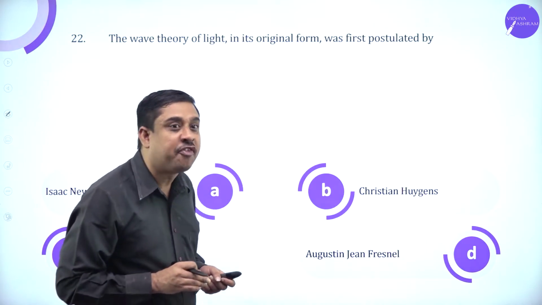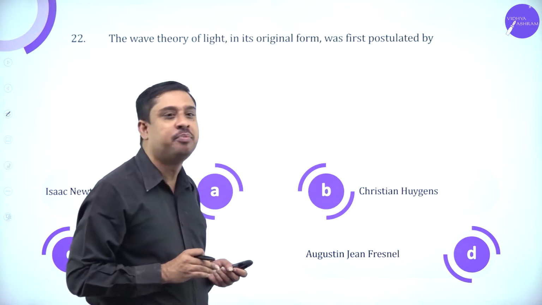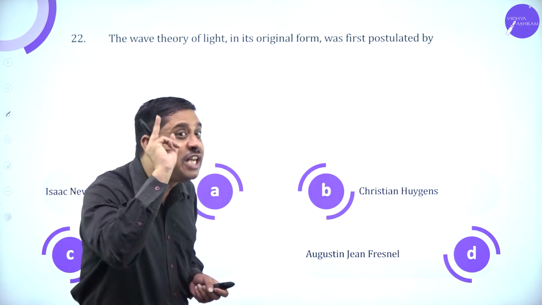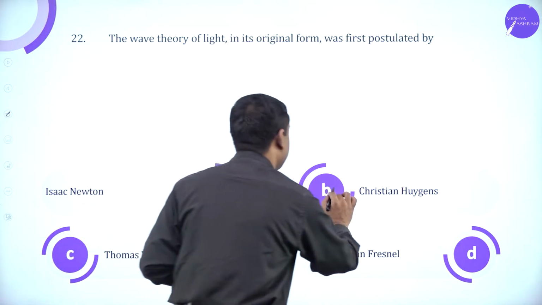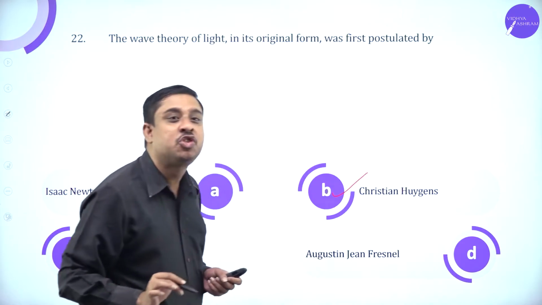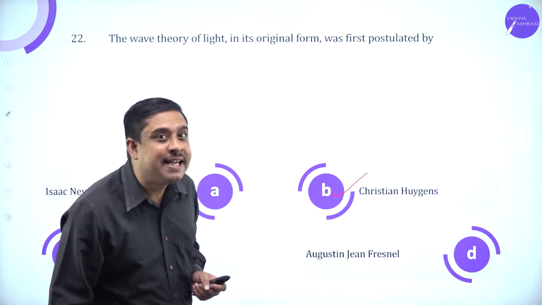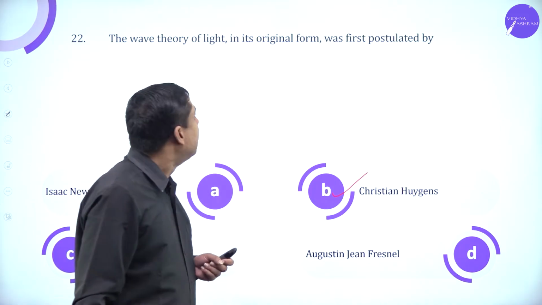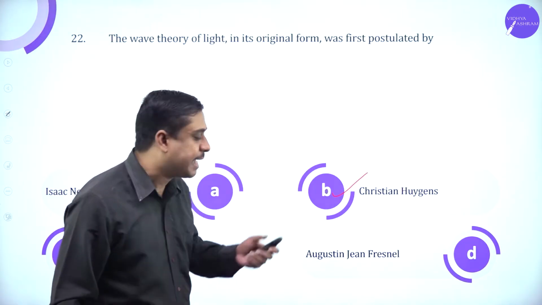Wave theory of light in its original form was first postulated by... wave theory na first yaru namage frame ಮಾಡ್ಕೊಡ್ತಾರೆ? Christian Huygens. Corpuscular theory of light na Sir Isaac Newton. Wave theory na it is Christian Huygens.